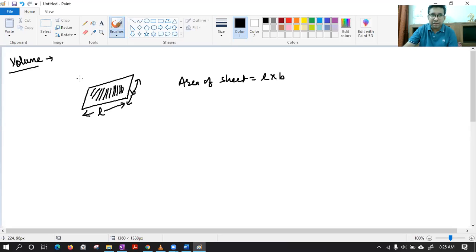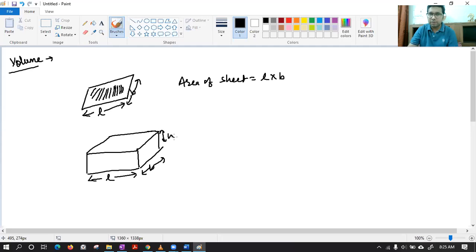If there is a stack of height H, we will get a cuboid like this of A4 sheets. So this is your length, this is your breadth, and this is your height. In this case, the area of one sheet at the bottom is LB, and all the sheets have the same area. So we can say the volume of the cuboid will come out as length into breadth into height. So that is your realization of how this formula of volume came into existence.